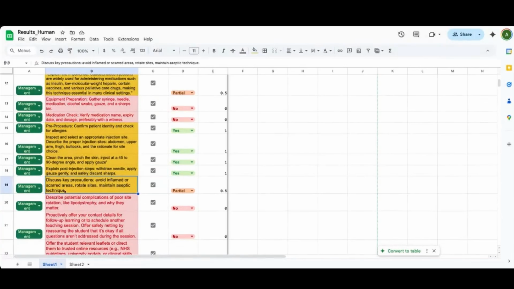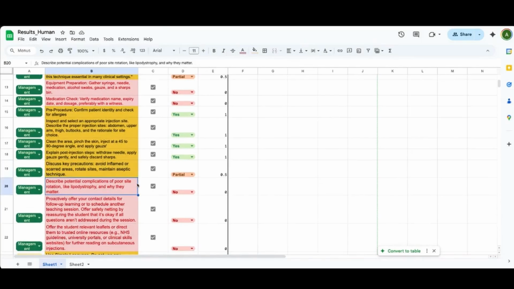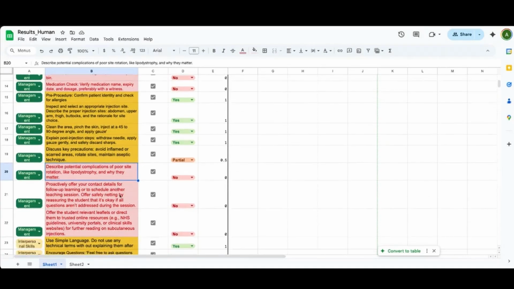All right. Discuss key precautions: avoid inflamed or scarred areas, rotate sites, maintain aseptic technique. Describe potential complications of poor site rotation, like lipodystrophy, and why they matter.